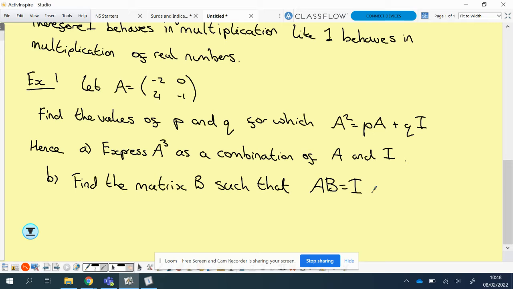So there's quite a few bits in that question. We want to find values P and Q for which A squared would be P times A plus Q times I first, and then after that, can we express A cubed in a similar fashion? And then part B, can we find the matrix B such that if we multiplied it by A, we would get the identity matrix back?